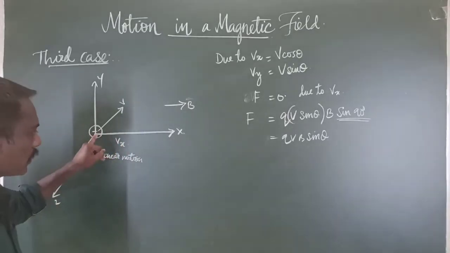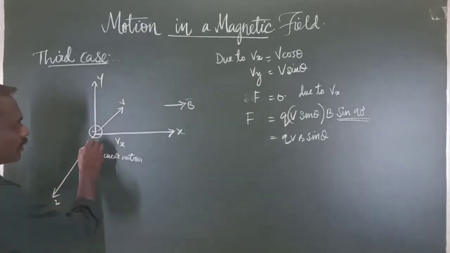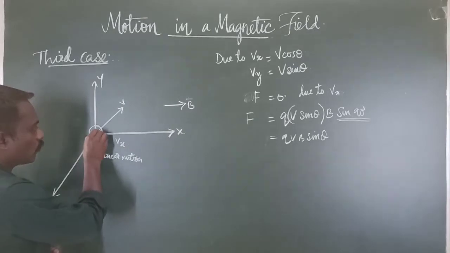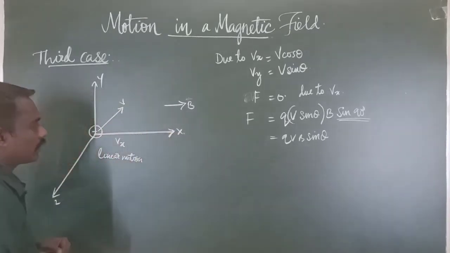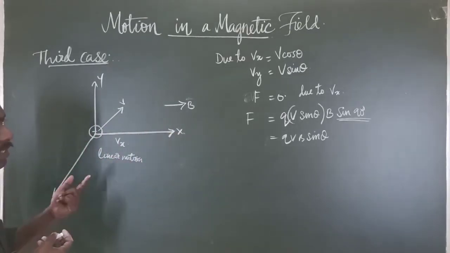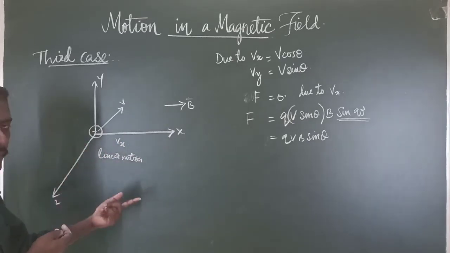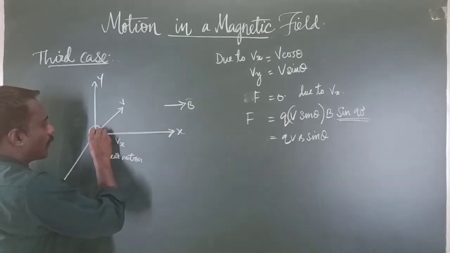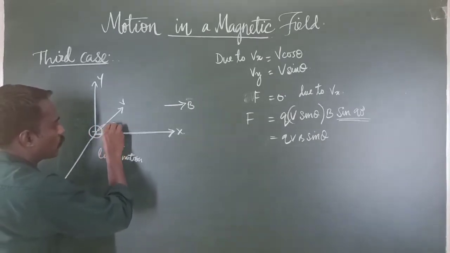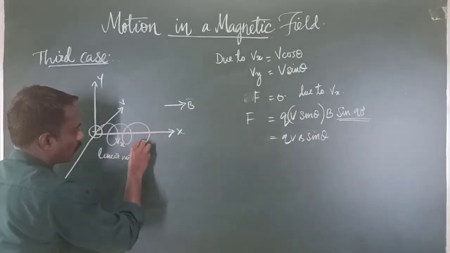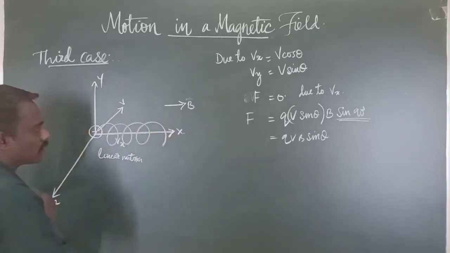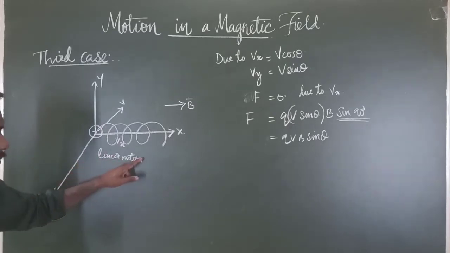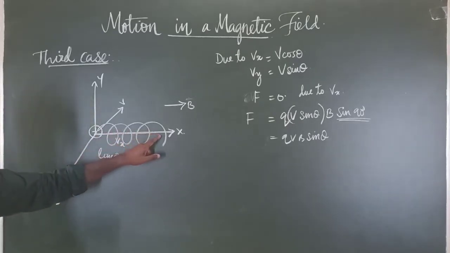If it is 0, then what happens? It has a linear motion towards the direction of the magnetic field. Then if it is 90 degree or other than 90 degree, then what happens? This particle has a circular motion too, as we said before. So there are two kinds of motion here, a linear motion, and at the same time a circular motion.